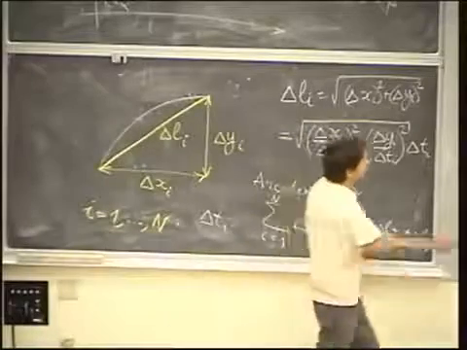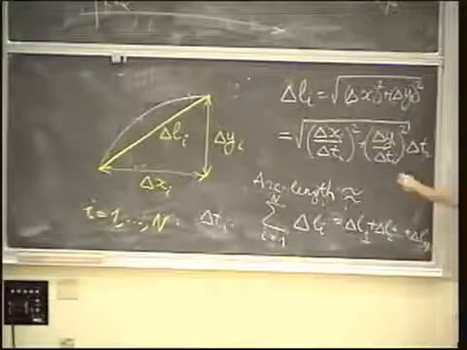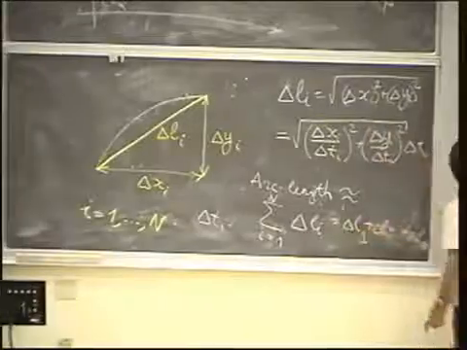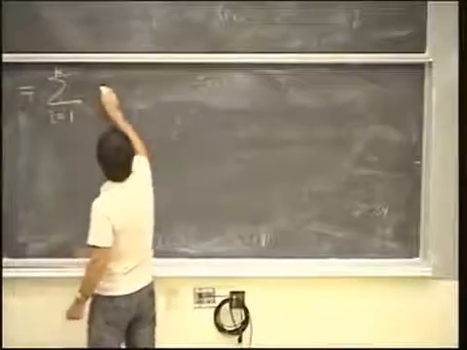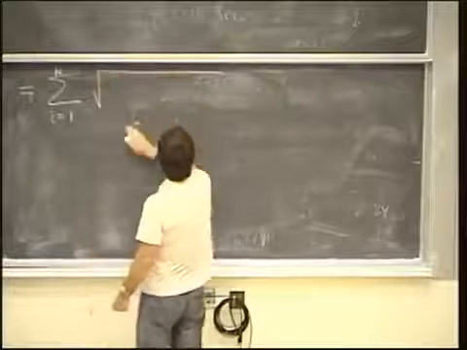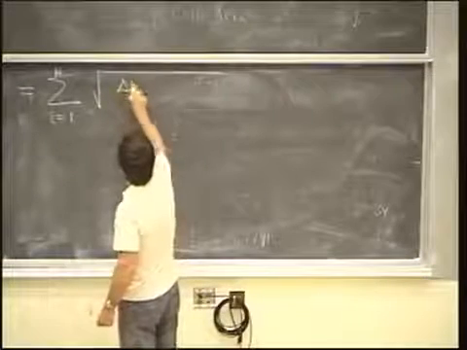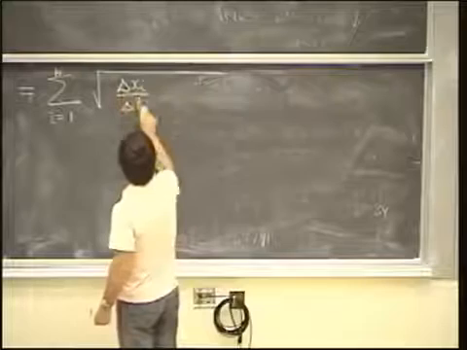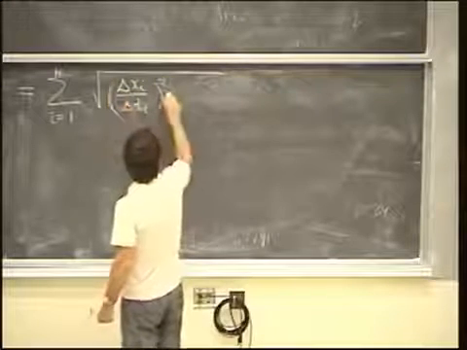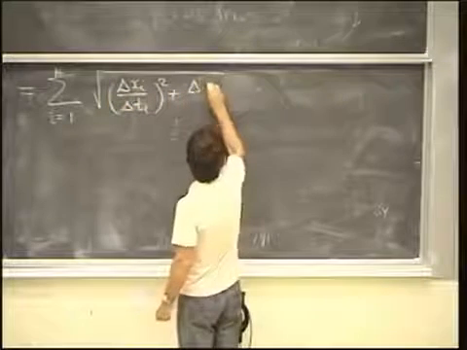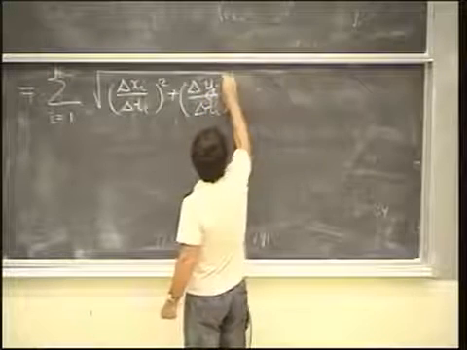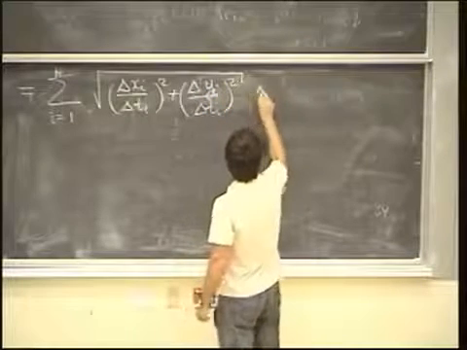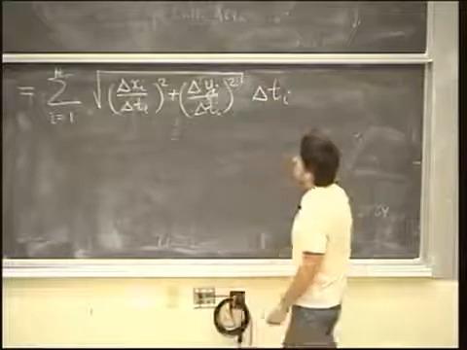OK, and so now, I continue the formula, and I substitute this expression here. So what I get is the sum from 1 to n. And here I put the square root of delta xi divided by delta ti, squared, plus delta yi divided by delta ti, squared, times delta ti.